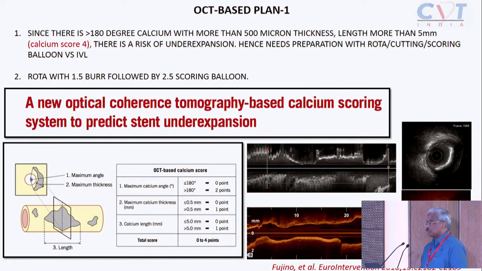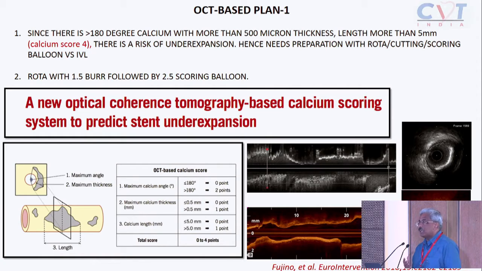Before you start the procedure, get your plan ready. There is 180-degree calcium with more than 500 micron thickness, length more than 5 millimeter. Your calcium score is 4 points. Hence, it needs preparation with some sort of debulking device. You can't go in with a balloon only. You have to debulk this lesion because it's a complex calcium, and you need to fix it.